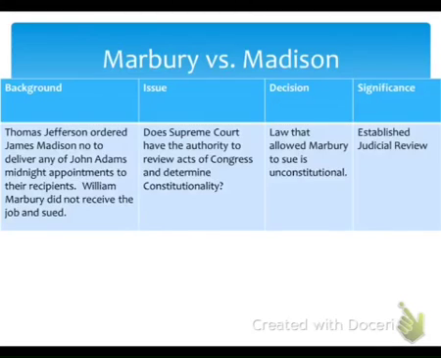The main issue that came across here: does the Supreme Court have the authority to review acts of Congress and determine constitutionality? This is the big idea: the Supreme Court looks at the constitutionality of cases. Does it fit in with the Constitution? Yes or no? And they make a final decision. The decision was that the law that allowed Marbury to sue is unconstitutional. And so he loses the case, and that was pretty much it for the court case. But the significance, always the thing to remember for Marbury versus Madison, is that it established judicial review. And establishing judicial review was super important at this time.